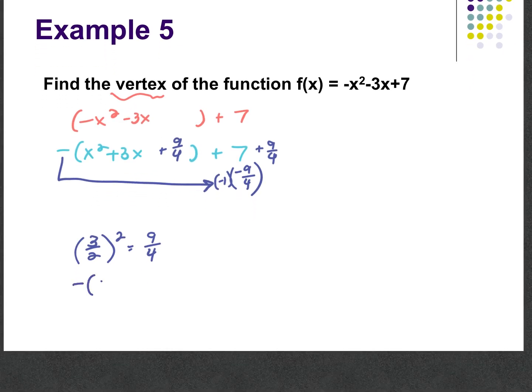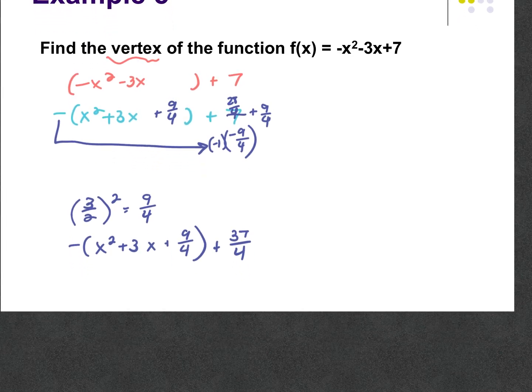So now I have negative x squared plus 3x plus 9/4, and then 7 becomes 28/4. And this is 37/4. Now I forced it into a perfect squared trinomial, so I would keep the negative there. Whatever's on the front still has to be there. Square root the first term, square root the last term, take the sign from the middle, put it in the parentheses, square it, and there's your k.